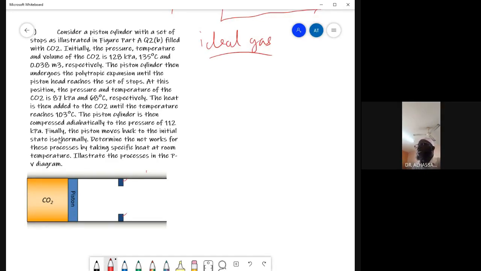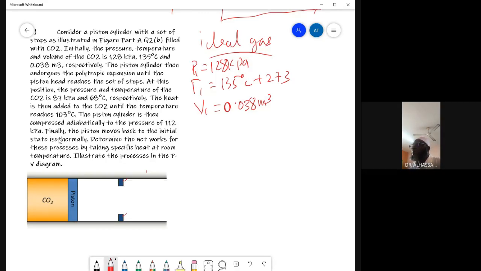You understand? So initially the pressure, temperature, and the volume of the carbon dioxide are given to be P1 equals 128 kilopascal, T1 equals 135 degrees Celsius plus 273, that needs to be calculated, and V1 is also given as 0.038 meter cube respectively.